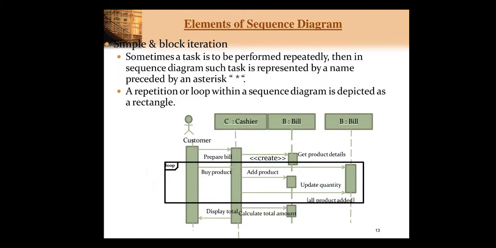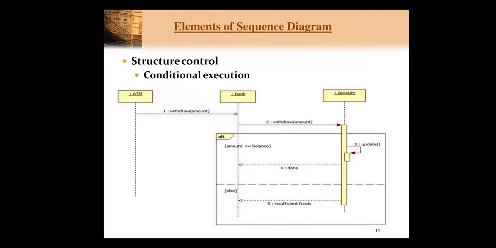Okay, so simple and block iteration. If you are using a looping statement and want to represent the looping structure control, you can write loop in the pentagon. Sometimes a task is to be performed repeatedly, and in a sequence diagram such a task is represented by a name preceded by an asterisk. A repetition or loop within a sequence diagram is depicted as a rectangle. Here we are representing a rectangular box for showing the looping, repeated task that is done by these objects, with the help of loop.